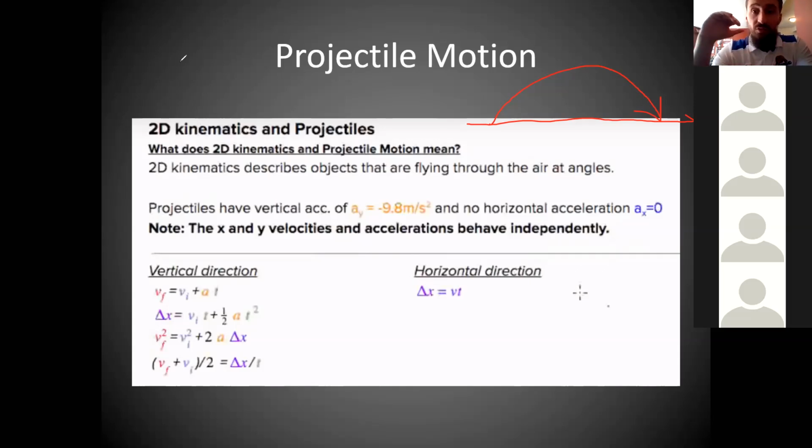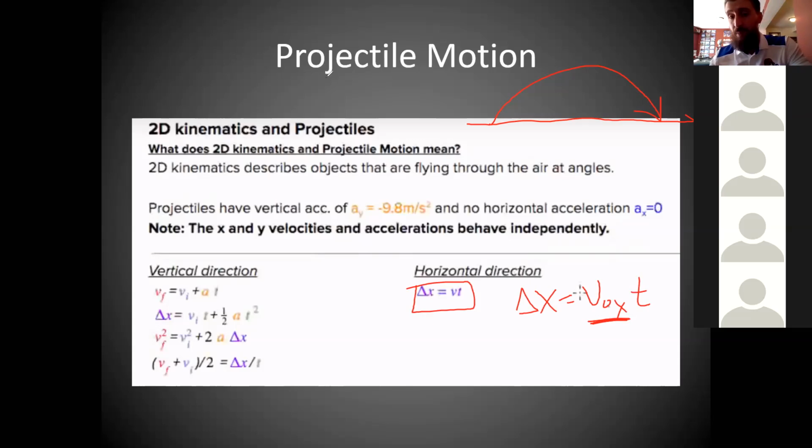No. Right? So if that means there's no force, that means there's no acceleration. So when you're in the X direction, the only equation that you're going to use is this one right here. The basic definition of velocity is delta X. So in other words, it'd be delta X equals VOX T. So whatever you find as the initial velocity is going to stay as the initial velocity the entire time it travels in that projectile's path. Okay? So this is the only equation you're going to use with that.